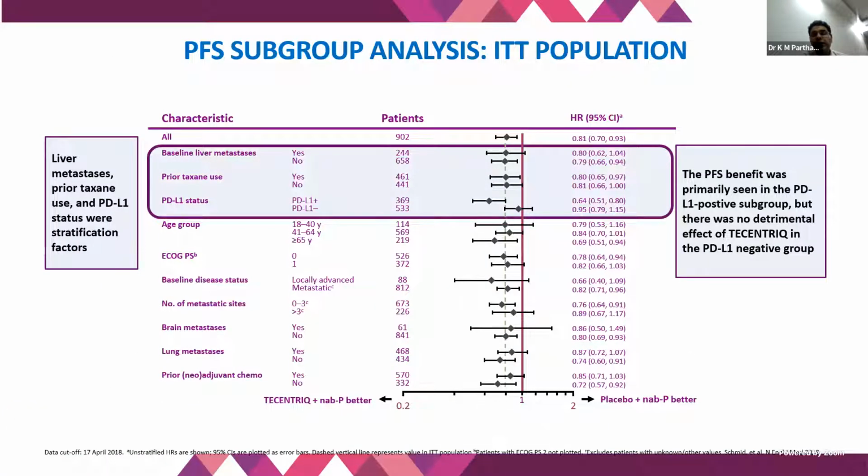in the Tecentriq arm compared to the placebo. Here you can see that to the left, the PDL1 positive patients have a hazard ratio of 0.64, and compared to PDL1 negative, there is a hazard ratio of 0.95, which is not statistically significant. So PFS benefit was primarily seen in the PDL1 positive subgroup, but there was no detrimental effect of Tecentriq in the PDL1 negative. And liver metastasis, prior taxane use, and PDL1 status were stratification factors in this study.